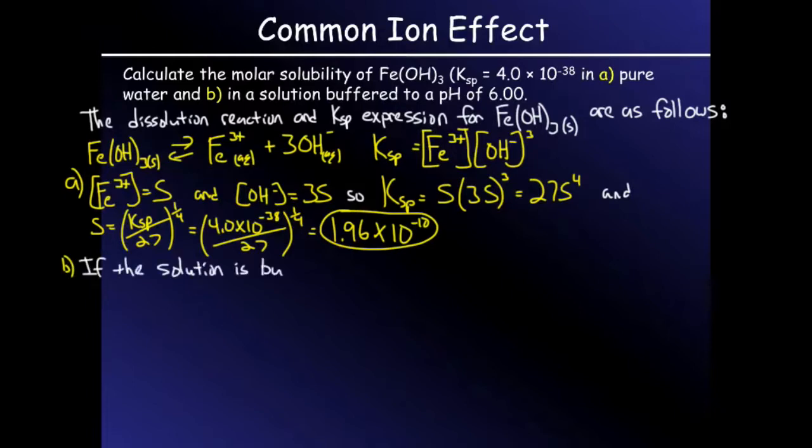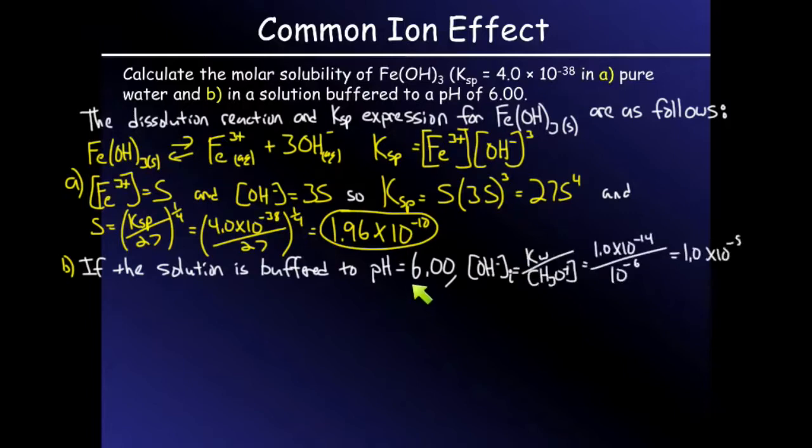So for part B, to determine the molar solubility in a solution that is buffered to pH 6.0, we need to use that pH in order to solve for our initial hydroxide concentration. The initial hydroxide concentration will be equal to Kw divided by the hydronium concentration. At pH 6, the hydronium concentration is 1 times 10 to the negative 6. We divide that into our Kw value, and we get a hydroxide concentration of 1.0 times 10 to the negative 8.